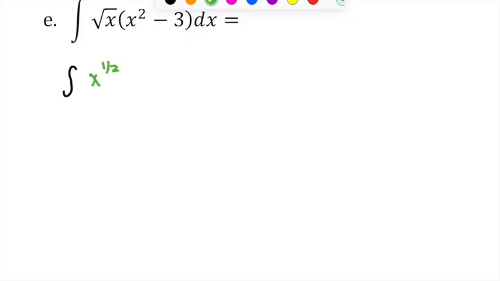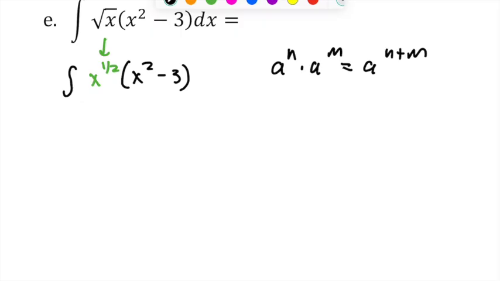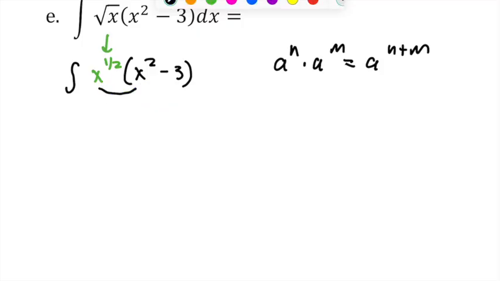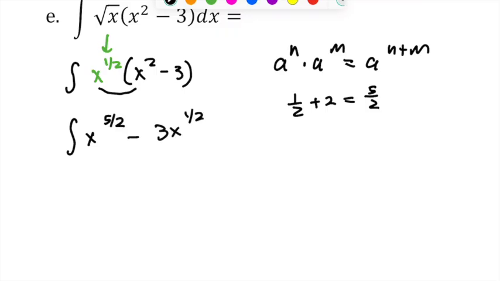This is x to the 1/2. And we're going to multiply it through. So when you multiply x times x, you're going to add the exponents together. Because again, if you recall, any bases that are the same and they're multiplied, you add exponents. That's a freshman level exponent rule. So when I multiply, I'm going to add exponents. I'm going to get 1/2 plus 2, which is 5 halves. So this is going to be the integral of x to the 5 halves minus 3x to the 1 half.